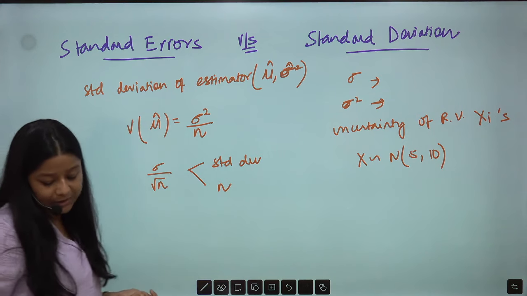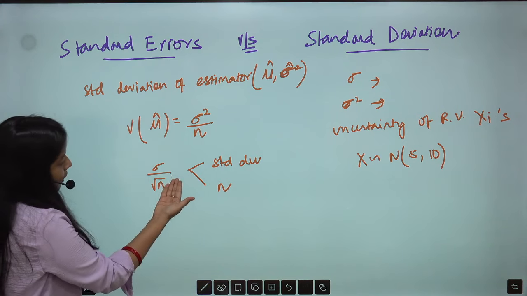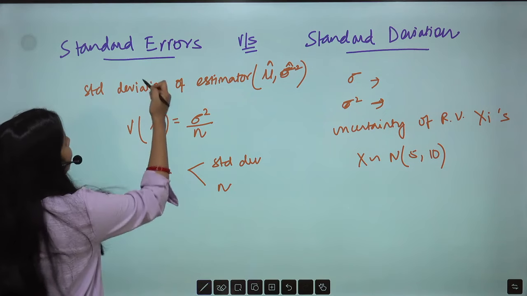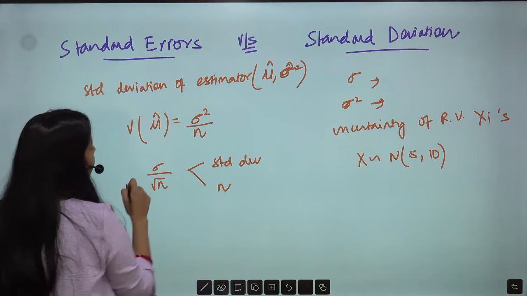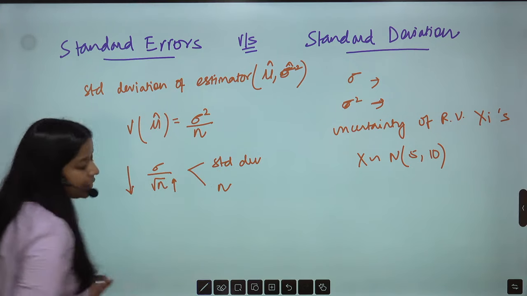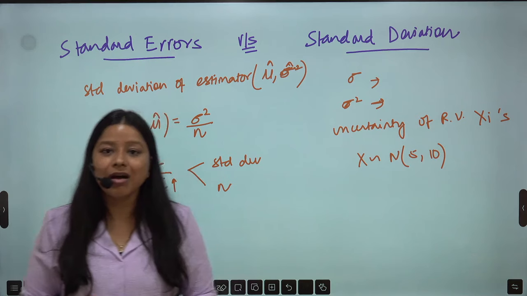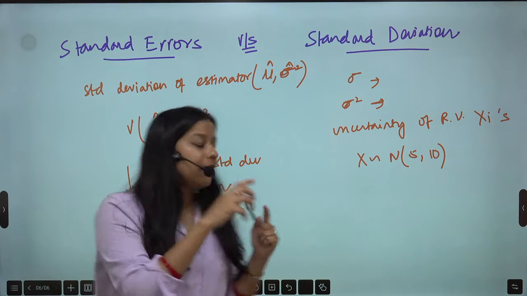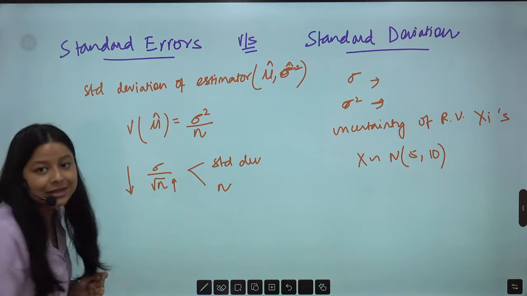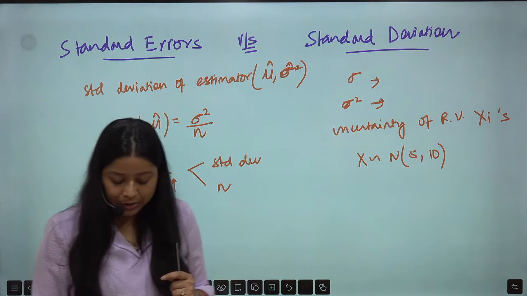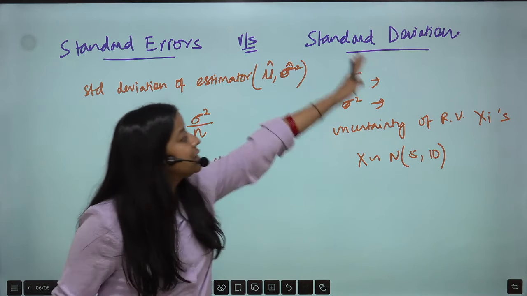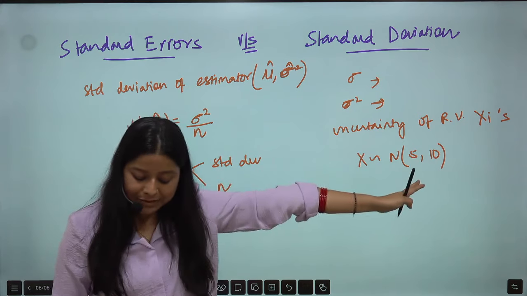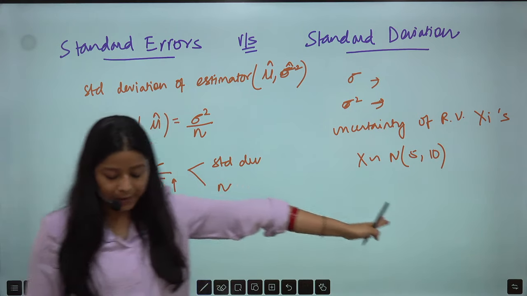What happens with standard error? Standard error will decrease if n increases, right? This entire thing will decrease if your sample size increases. And we just showed exactly that. As your sample size increases, this part decreases, whereas this standard deviation does not depend on the sample size. This does not depend on the sample size.